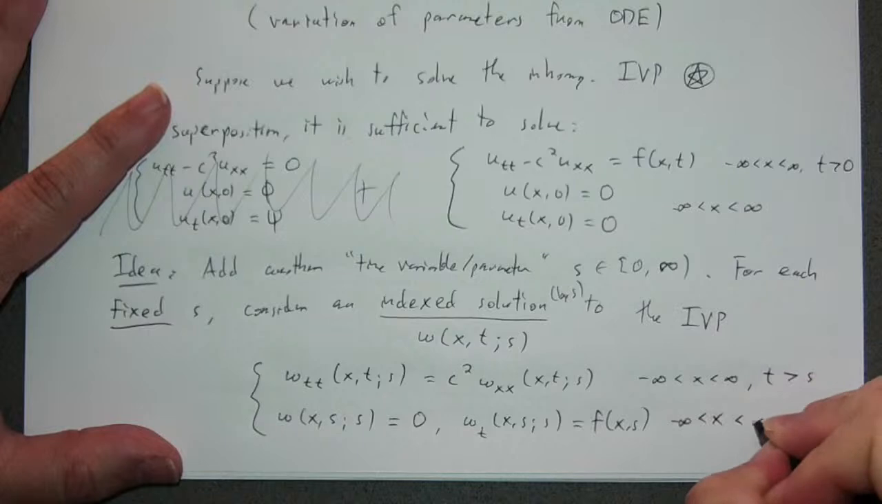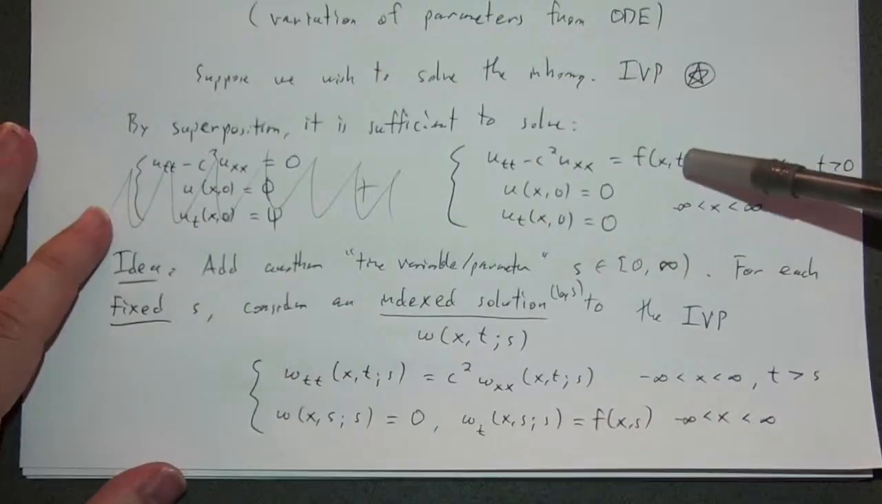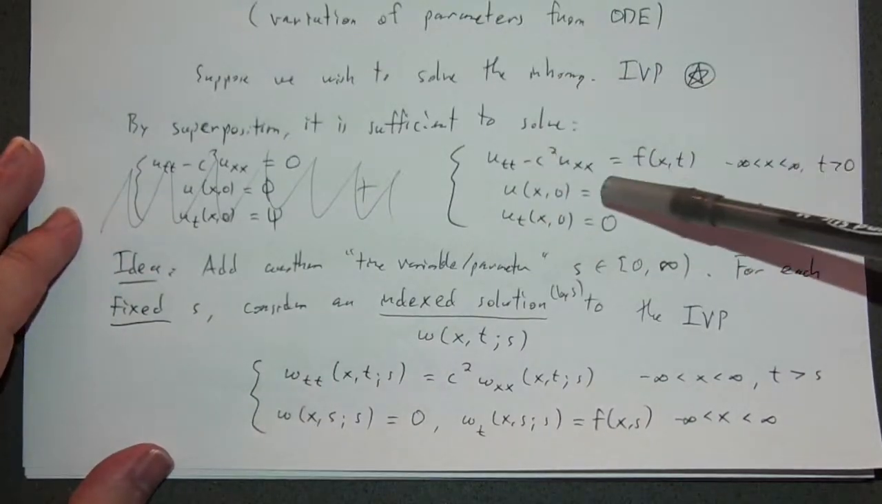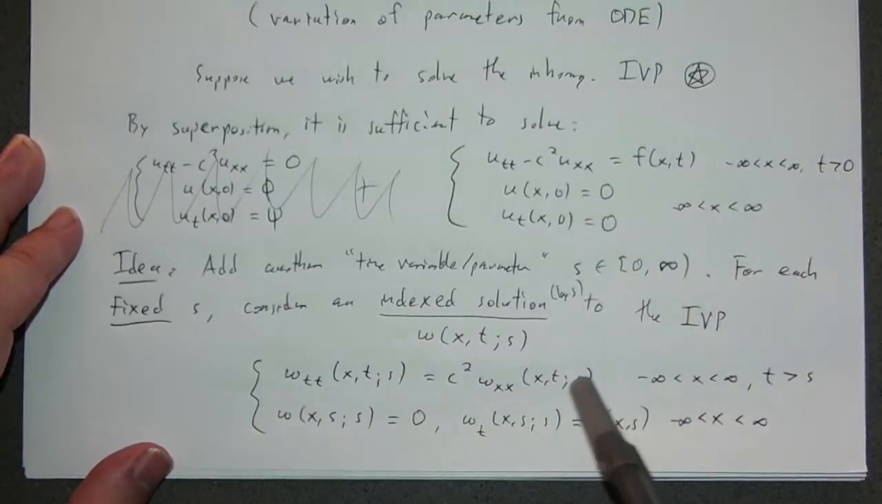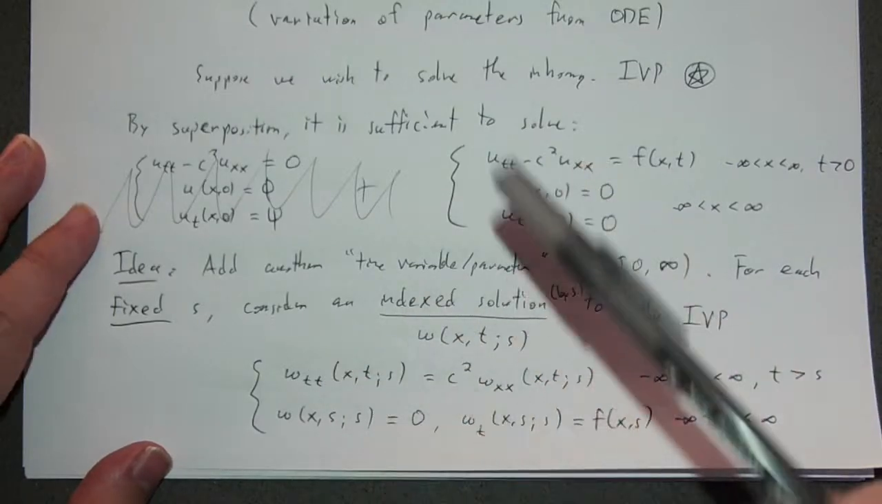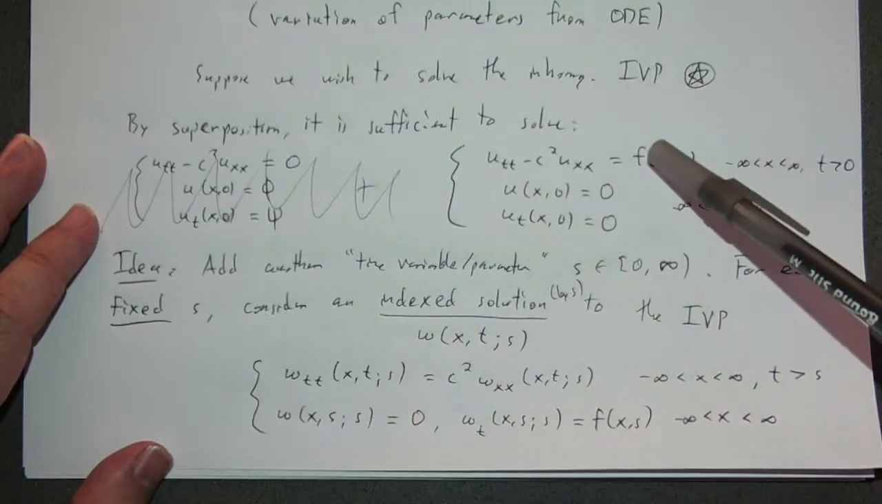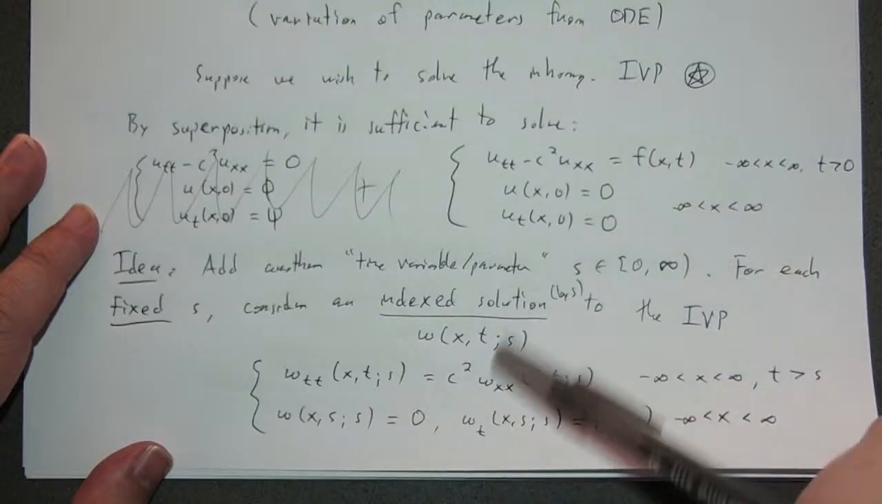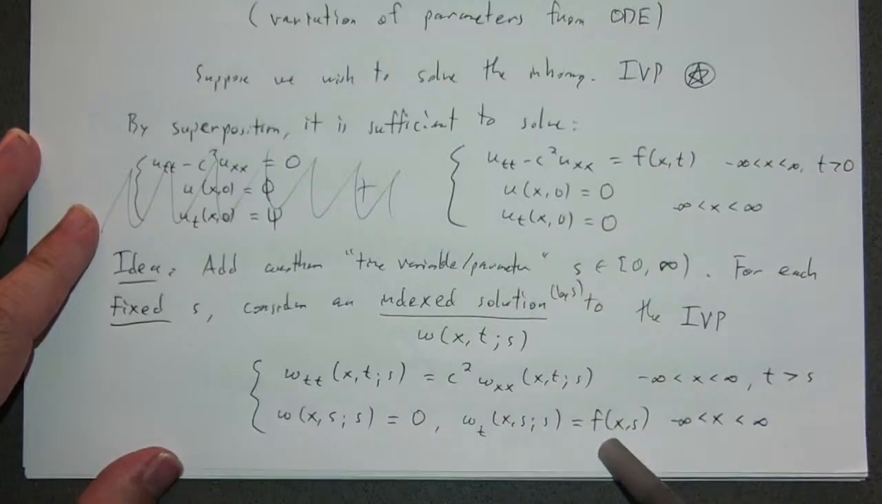Now this is very confusing. What is it that I do here? What have I done? Instead of solving an inhomogeneous equation like this with 0 initial conditions, I solve a homogeneous equation. What's the difference between this indexed equation and this IVP? Well, the wave equation portion of it is homogeneous, right? There's no forcing term. And instead, I've incorporated that forcing term here into one of the initial conditions.